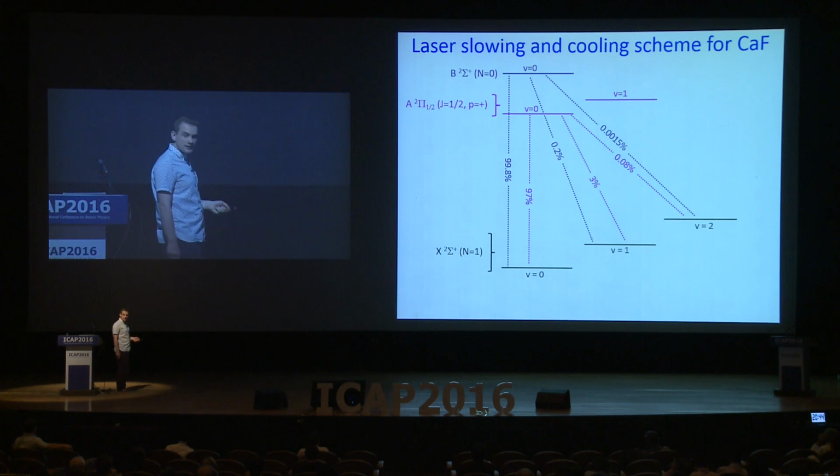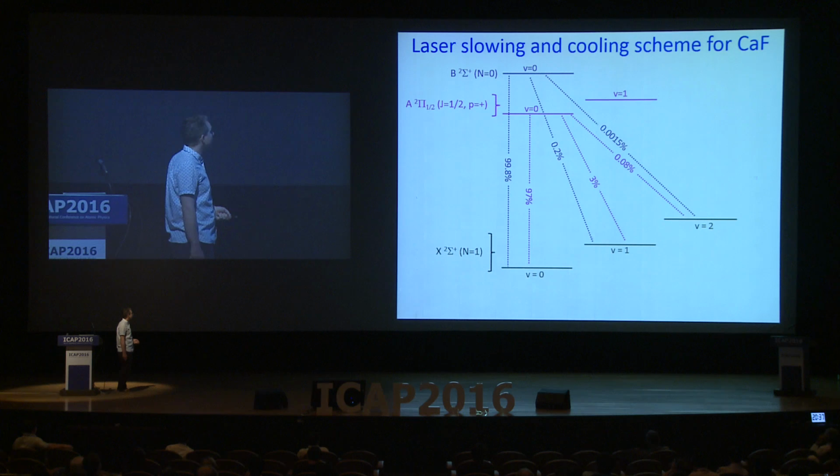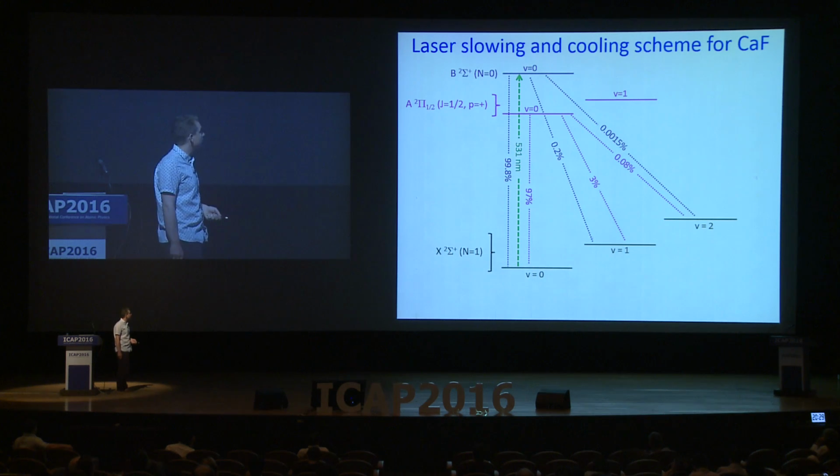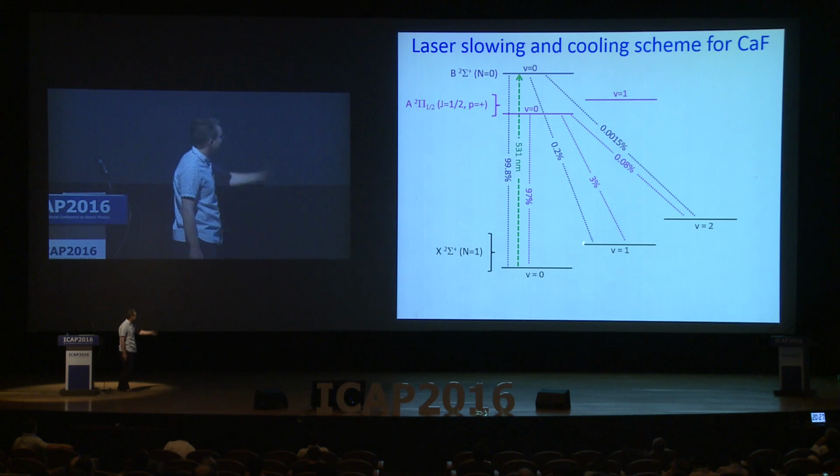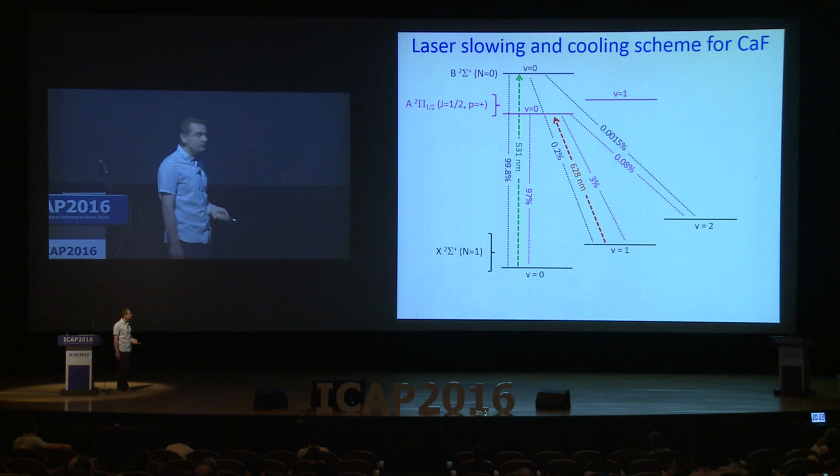This means that for the slowing step of the experiment, we actually only need to use 2 lasers. So to do the slowing, the main light that we use is this transition here, the X to B transition at 531 nanometers. And then we repump the population that leaks into v=1 using this transition here at 628 nanometers. Okay, so it's just two lasers to do the slowing.